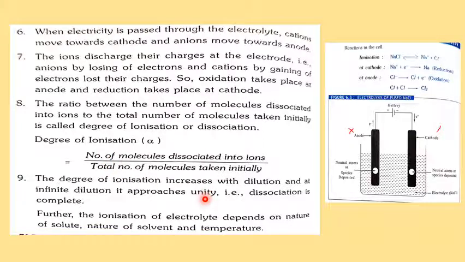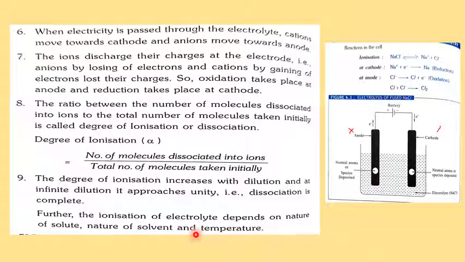That is the unity. Further, the ionization of electrolytes depends on nature of solute, nature of solvent, and temperature. This is about the Arrhenius theory. What is the Arrhenius theory?